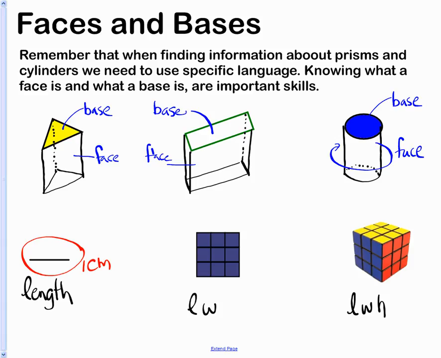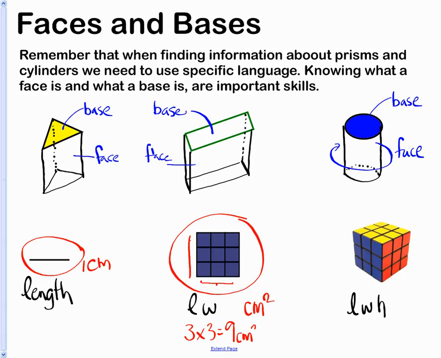For example, if we were talking about this particular line, we would use just centimeters. It is 1 centimeter long. If we were talking about the two-dimensional shape, we would talk about it as centimeters squared. In this particular shape, we would be looking at 1, 2, 3 centimeters by 1, 2, 3 centimeters, the length and the width. So we would multiply those and we would get 9 centimeters squared.